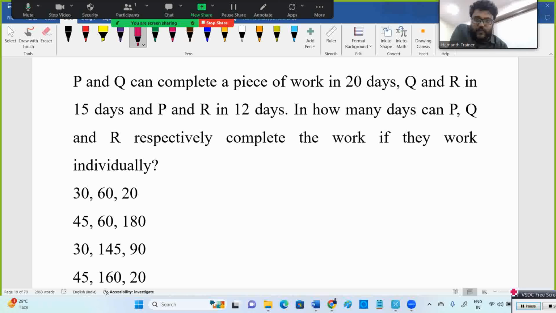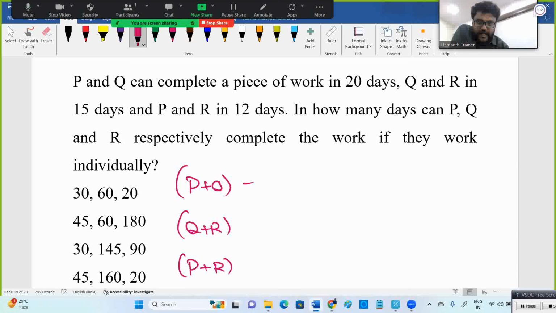So first we fix the work. Like what we did in the pipes and cisterns questions, where we fixed the tank capacity, here you need to fix the work. P and Q can complete the work in 20 days. Q and R in 15 days. P and R will do it in 12 days.